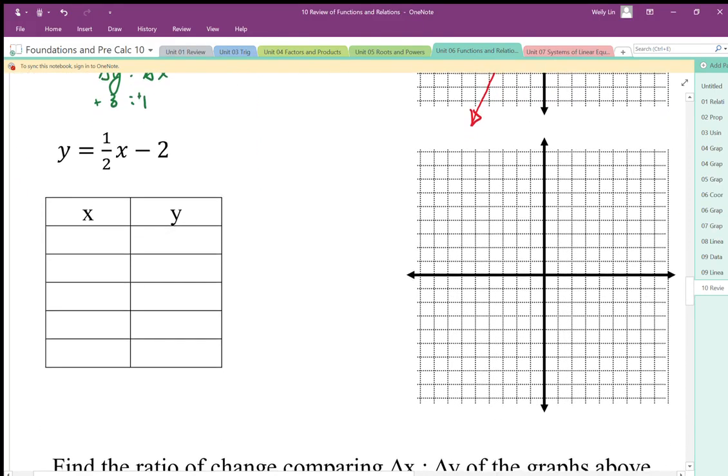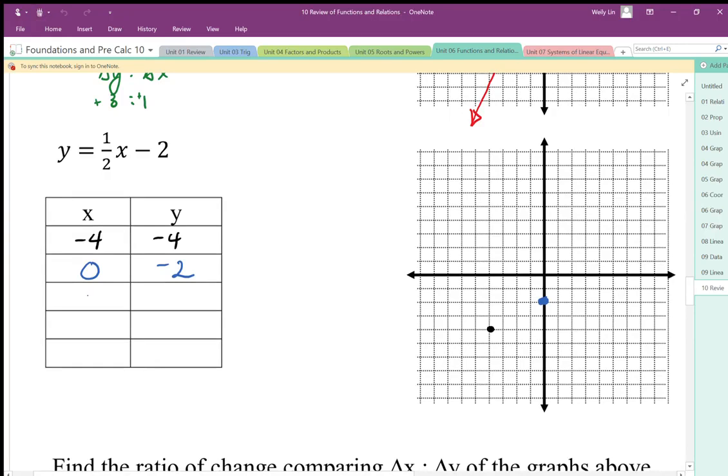So again, same thing here. We want to have our 0 coordinate. When x is 0, y is negative 2. Maybe I'm going to try negative 4. Negative 4, half of negative 4 minus 2 is negative 4. So I'm going to start plotting these points. 0, negative 2 is right there. Okay.